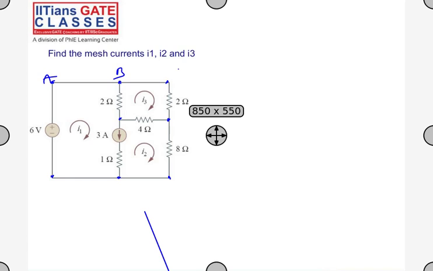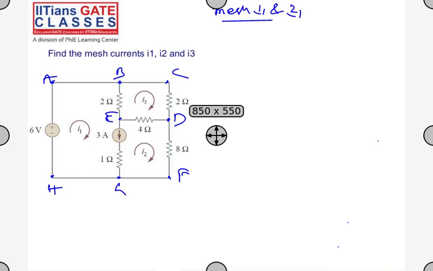Okay, so again, I'll label it like this: A, B, C, D, E, F, G and H. Tell me what is the mesh one equation here? As there is a current source and a resistance between mesh one and mesh two, what will you write? You will write a mesh equation for one and two, only one equation for one and two. So it will be A, B, E, D, F, G, H and A.